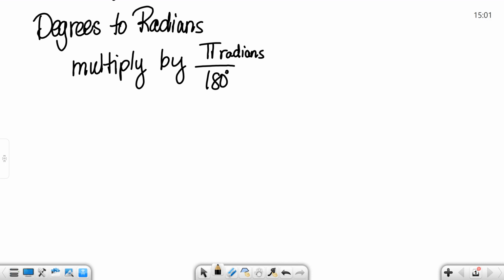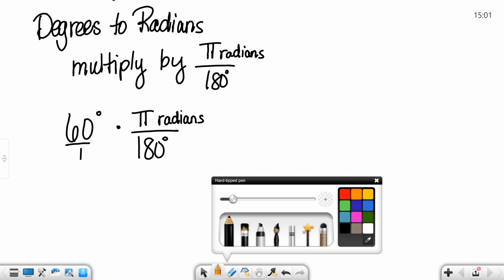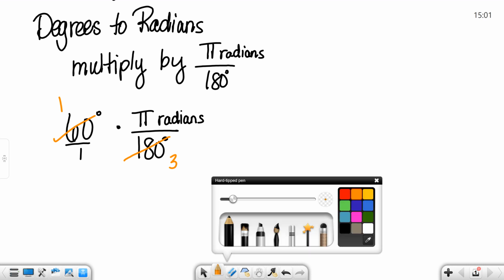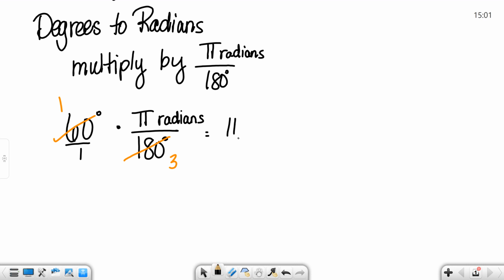So for example, if I have 60 degrees and I want to write it in radians, I'm going to multiply 60 degrees by pi radians over 180 degrees. All right. So 60 goes into itself once, it goes into 180 3 times. So I end up with pi over 3, and those are considered radians. Now we won't always write the word radians, but for now we are.